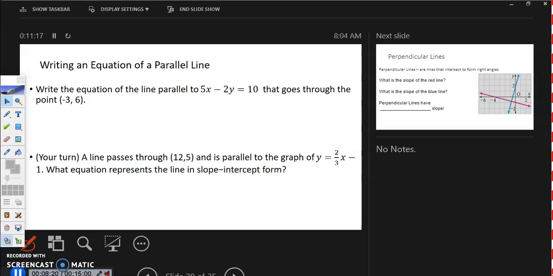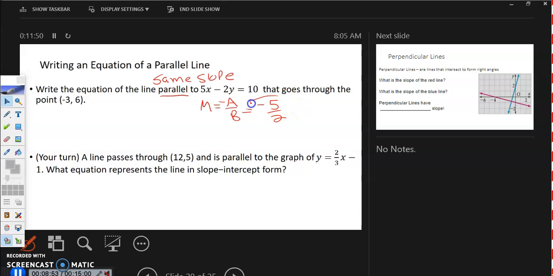All right, so now we're going to try some more examples of writing equations of parallel lines. They said I'm parallel to the line 5x minus 2y equals 10, and I'm going to go through the point negative 3, 6. Again, anytime I see parallel, I need to think same slope. So I'm going to use the standard form shortcut here, m equals negative a over b. So my slope here should be negative 5 over 2.